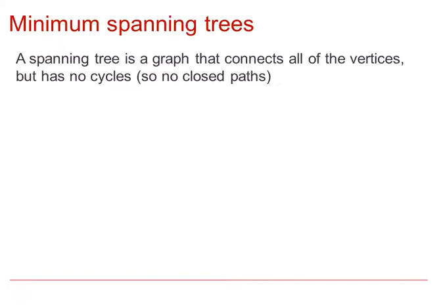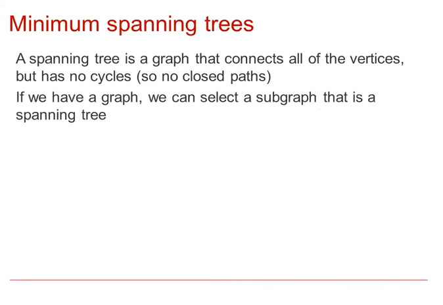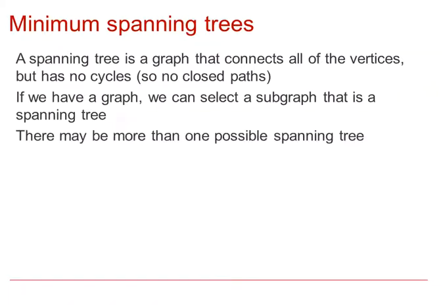As a reminder from previous videos, a spanning tree is a graph that connects all of the vertices but has no cycles, so no closed paths. If we have a graph, we can select a subgraph that is a spanning tree. There may be more than one possible spanning tree.